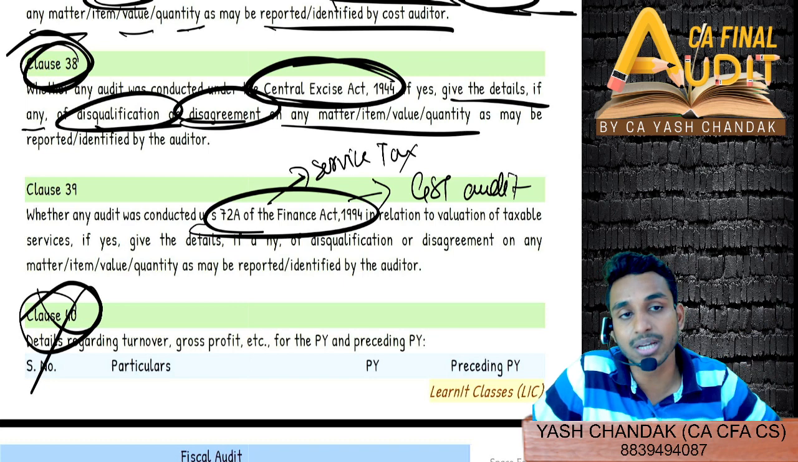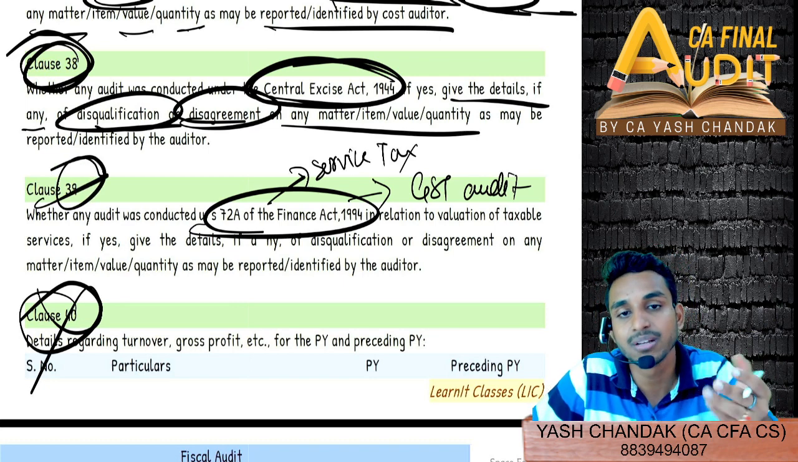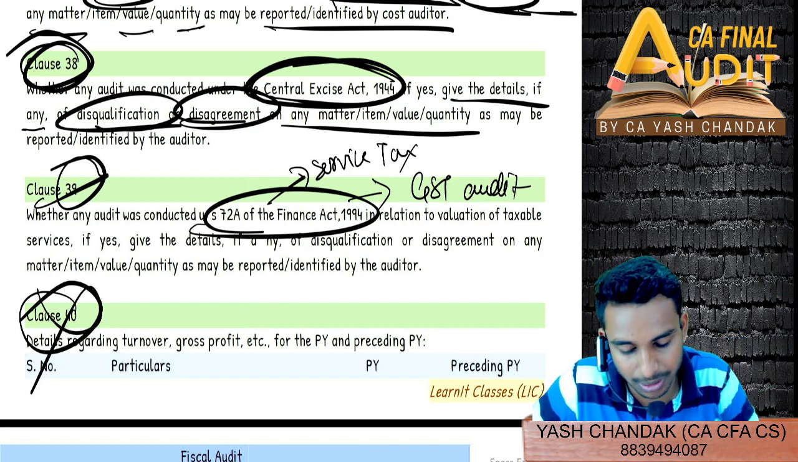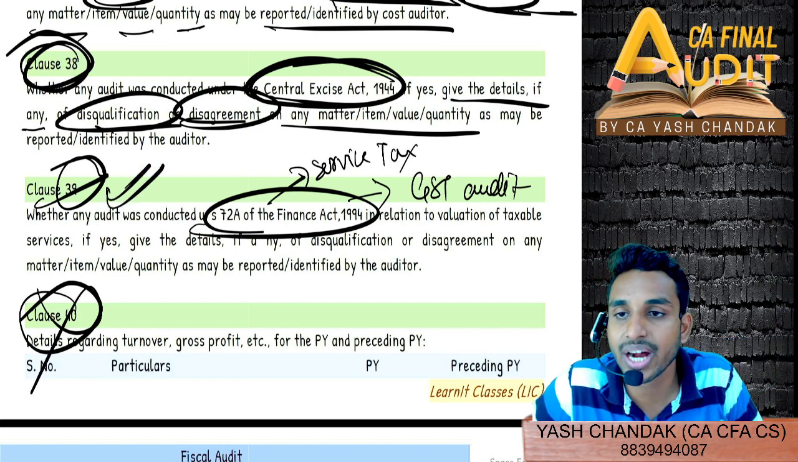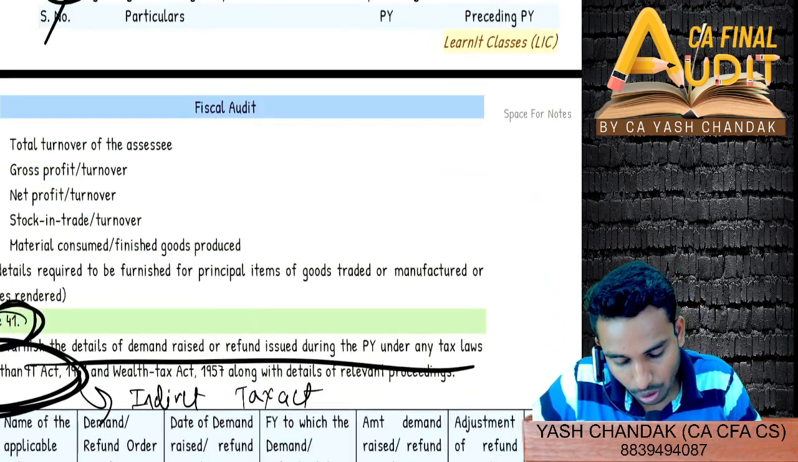So their report might come, their disqualification might come, and it has to be reported under clause 39. And GST audits which have been taken up by the department can also be reported here under clause 39. Getting this? And lastly, clause 41.